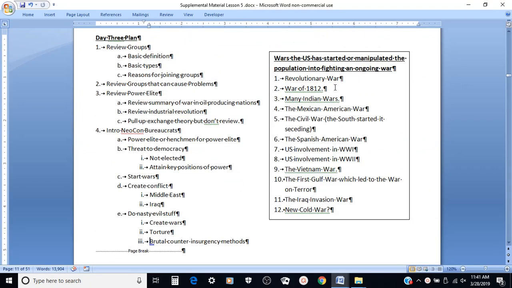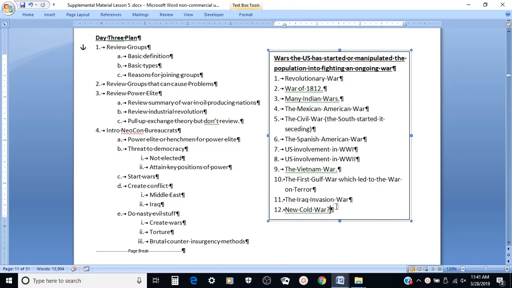Revolutionary War, War of 1812, many Indian wars, Mexican-American War. Well, Civil War was the South that started that. It wasn't the Union. Right? The South did that because they were done politically, which means economically. Spanish-American War, U.S. involvement in World War I, U.S. involvement in World War II, both manipulations. Vietnam War, First Gulf War, the Iraq Invasion War.